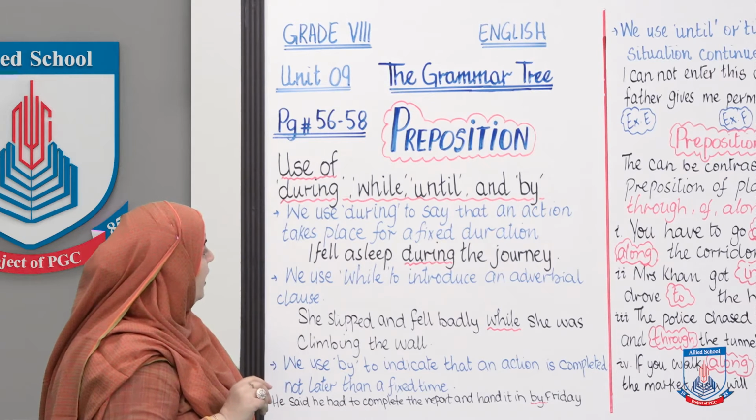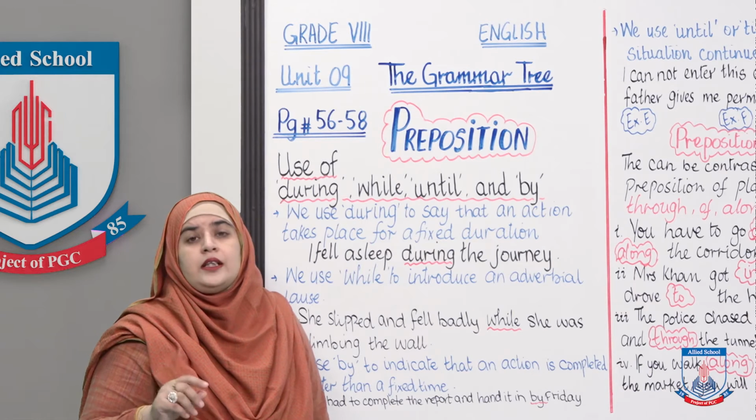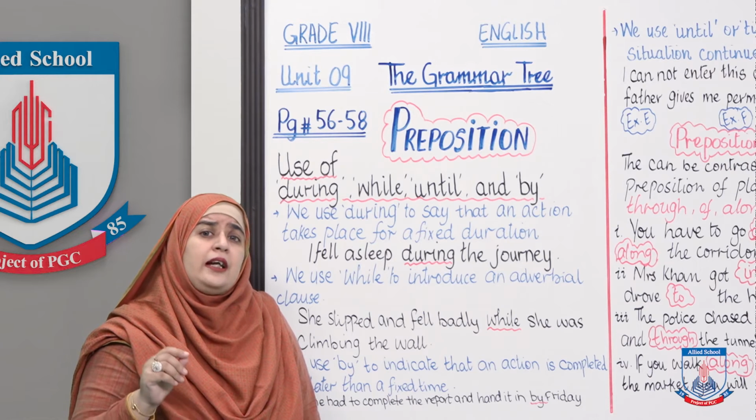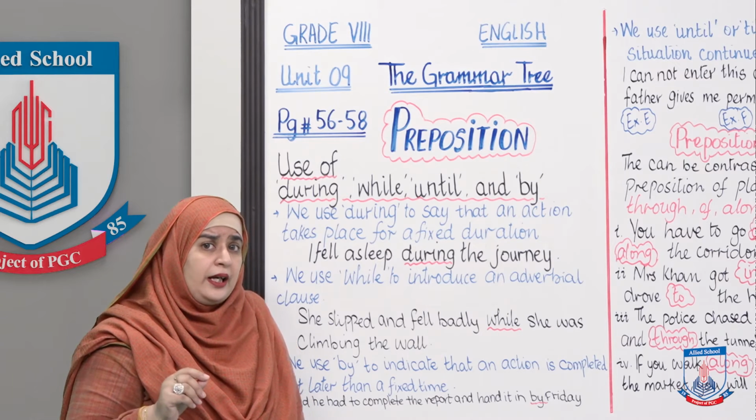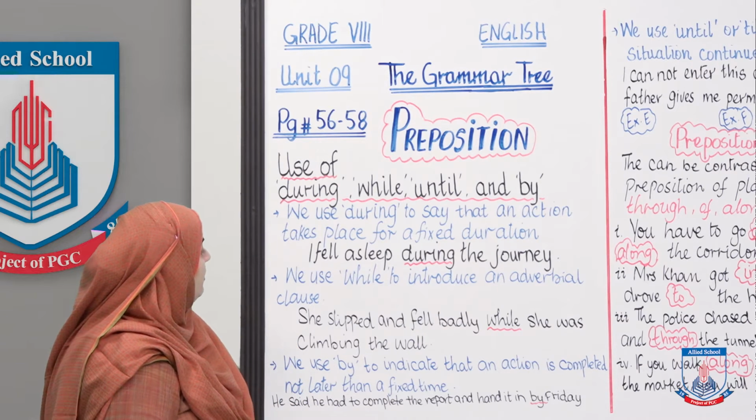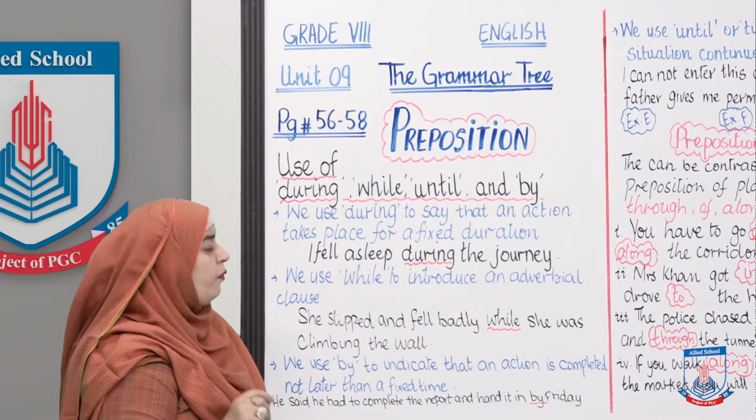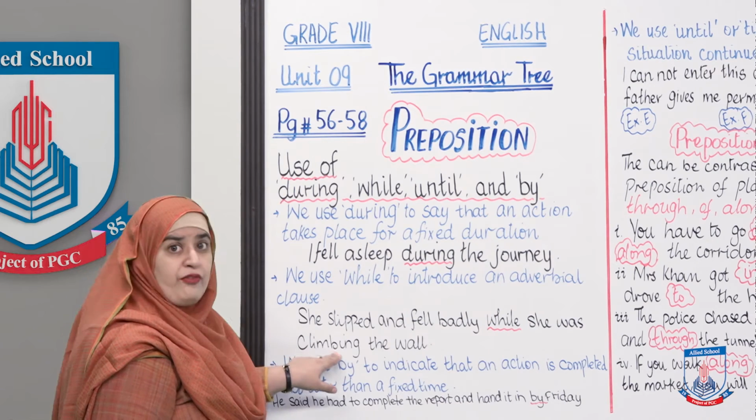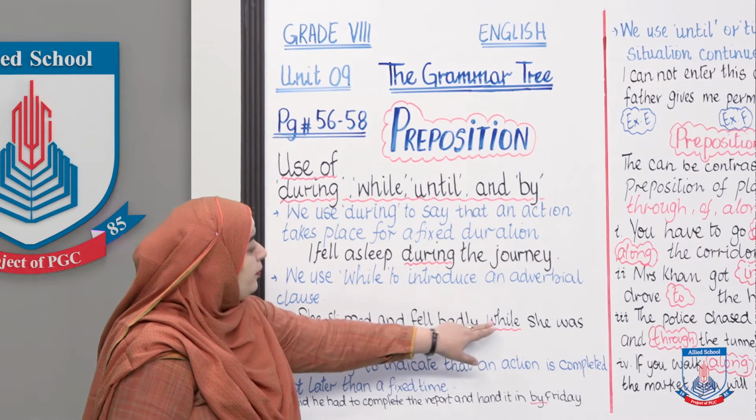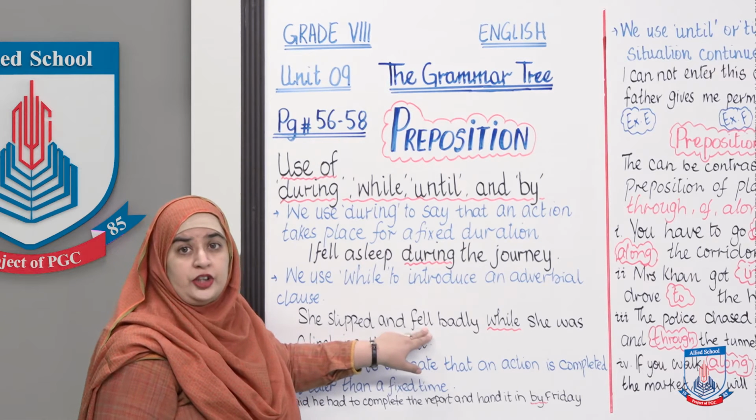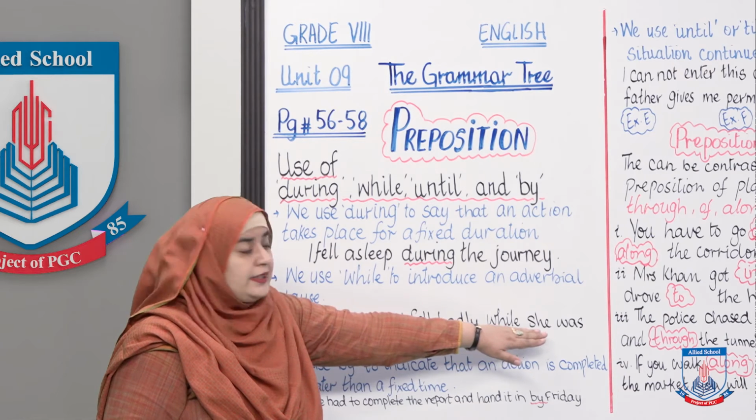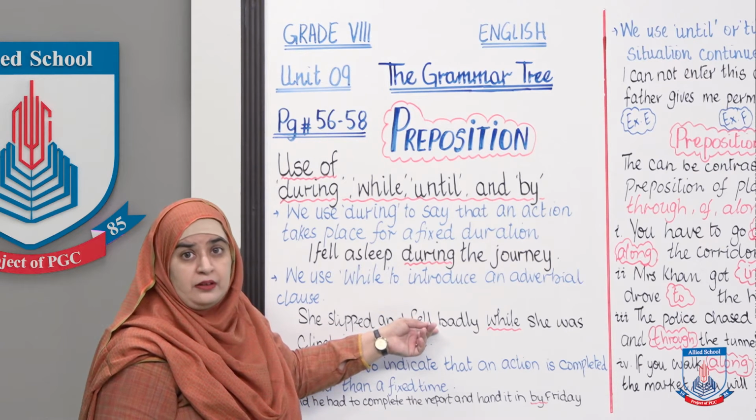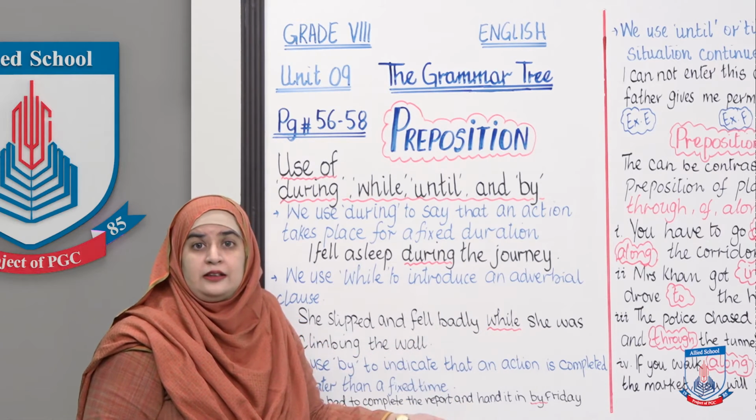The next is we use while to introduce an adverbial clause. What is an adverbial clause? An adverbial clause is such which has a subject and a verb along with an adverb present in it, right? Let's take an example. She slipped and fell badly while she was climbing the wall. Now look, inside this you have the subject, the verb, the object, but this whole sentence is telling how did she fall, that is, this whole sentence is telling about this fall, when did this fall happen. So this is an adverbial clause, right?